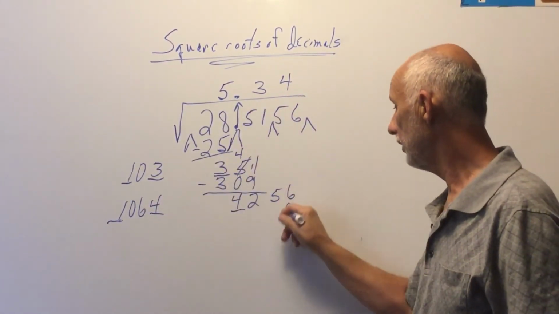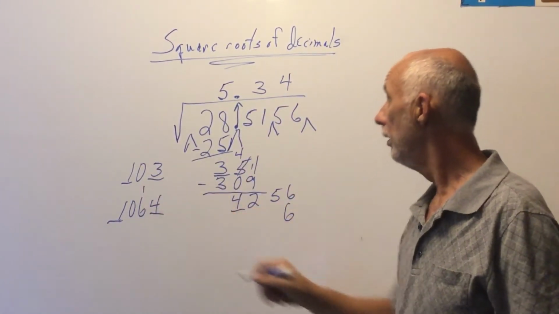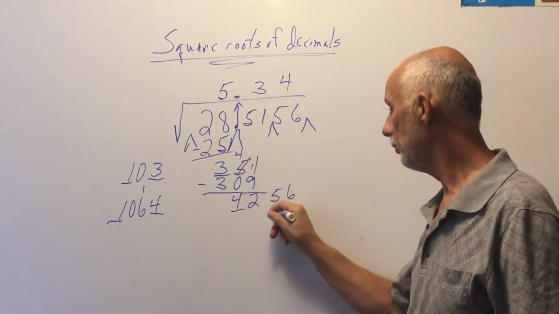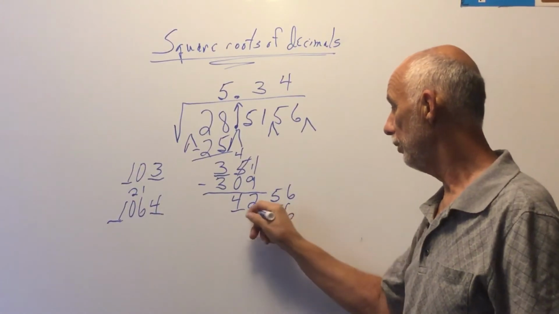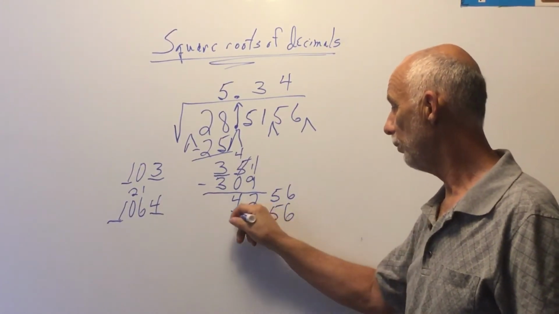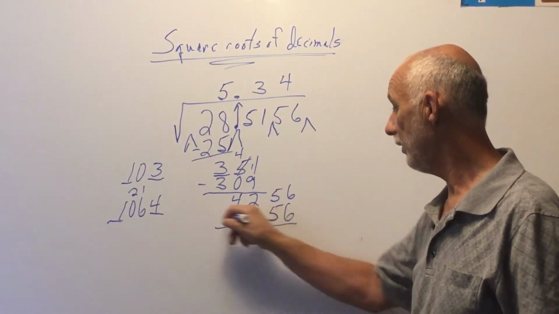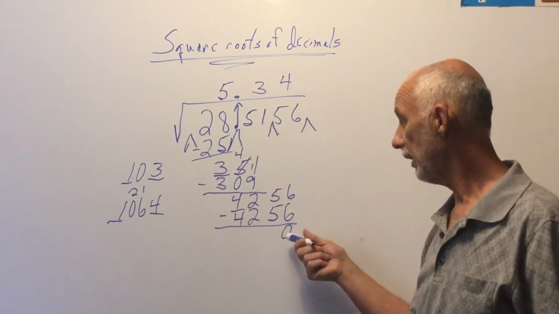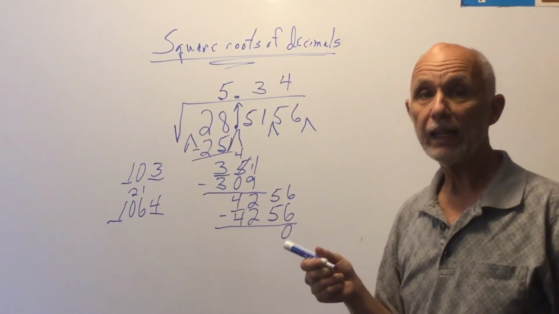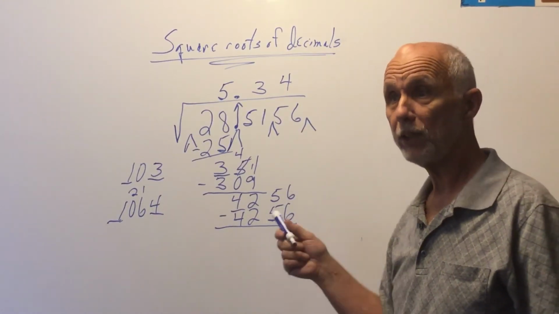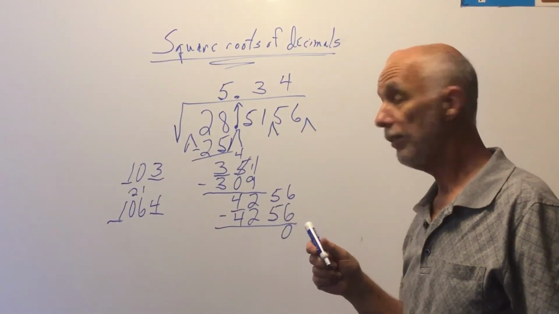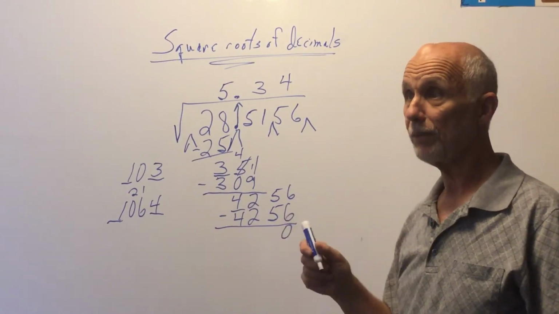4 times 4 is 16, carry your 1. 4 times 6 is 24 and 1 is 25, carry your 2. 4 times 0 is 0 and 2 is 2, and 4 times 1 is 4. And again, I know I did it right because I got a remainder of 0. And again, that's a great way to practice to see if you did it right, is make sure you get a remainder of 0. If you don't get a remainder of 0, you did something wrong.